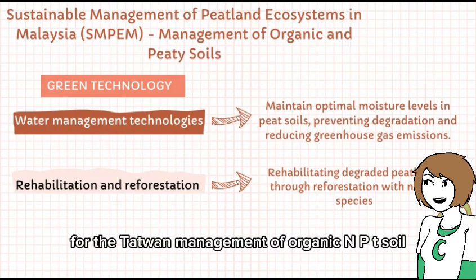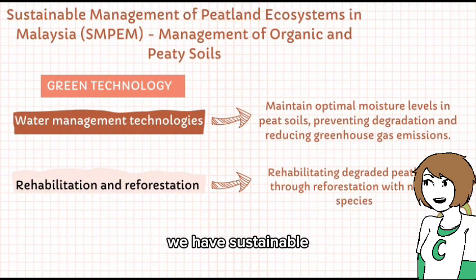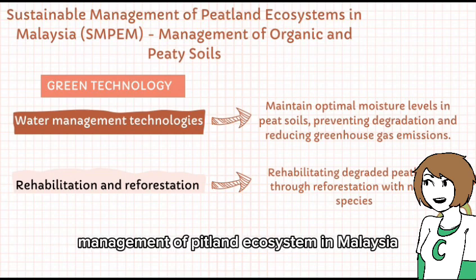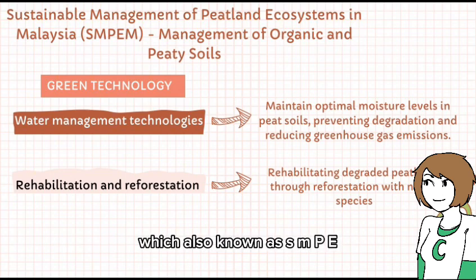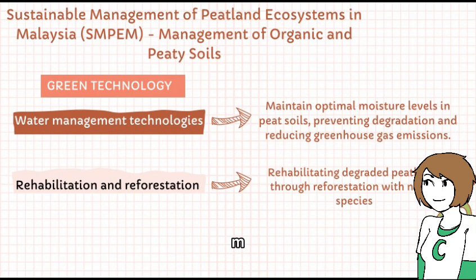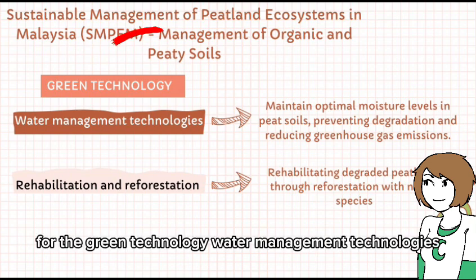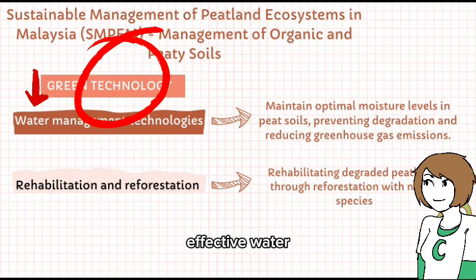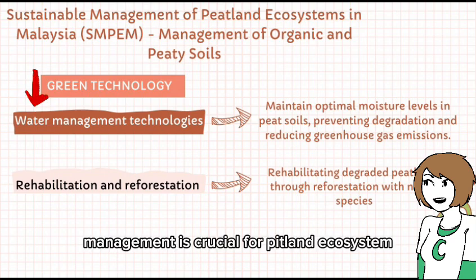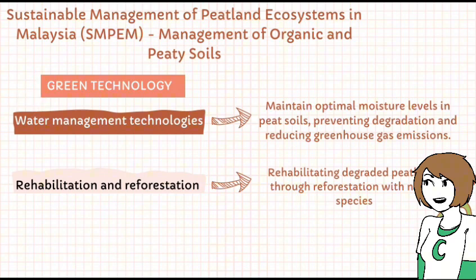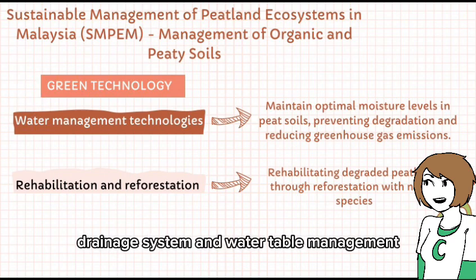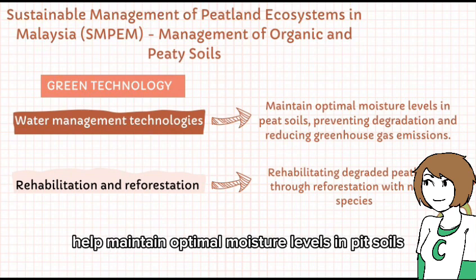For the third one, management of organic and peaty soil, we have Sustainable Management of Peatland Ecosystem in Malaysia, which is also known as SMPEM. For the green technology, water management technologies. Effective water management is crucial for peatland ecosystems, such as controlled drainage systems and water table management, which help maintain optimal moisture levels in peat soils.